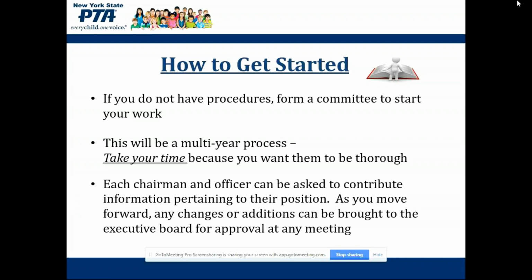This will be a multi-year process. Take your time because you want them to be thorough. This is not a one-meeting process, okay? This is going to take some time, and it does not have to be done overnight. You could add or subtract people from the procedures committee as necessary, okay? But the idea is that you want as many people working on these as possible.